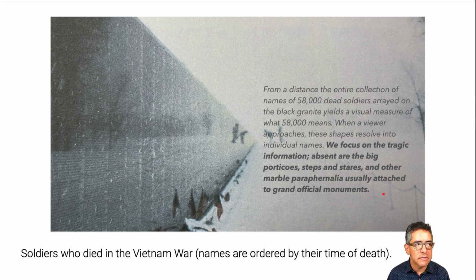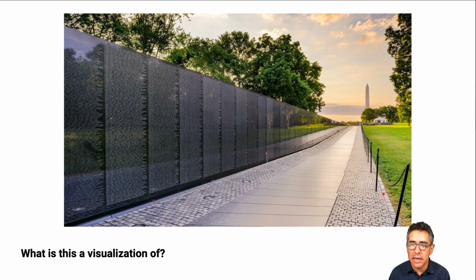So this is data, data that we have about who died during the Vietnam War, but it has also been presented in a very particular way. Aesthetic choices have been made about the material, in this case a type of black granite, how the names are laid out, the temporal ordering of this information, and its placement in the context of the mall area in Washington, D.C. and its location with regards to the Washington Monument.